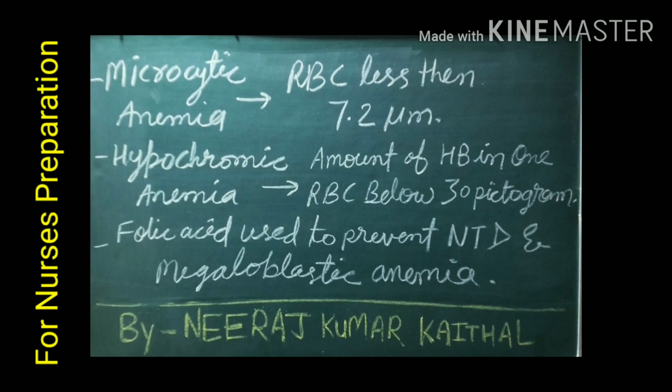Folic acid is used to prevent neural tube defect and megaloblastic anemia. So friends, these are all the important points from the blood.